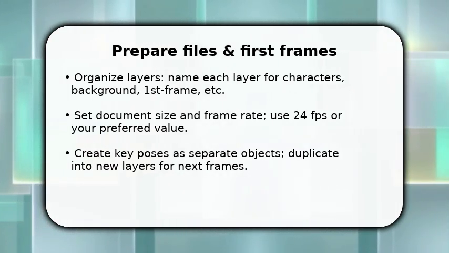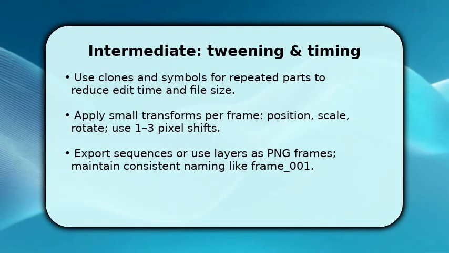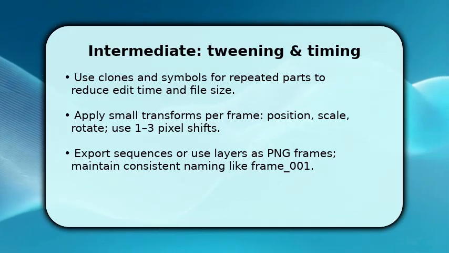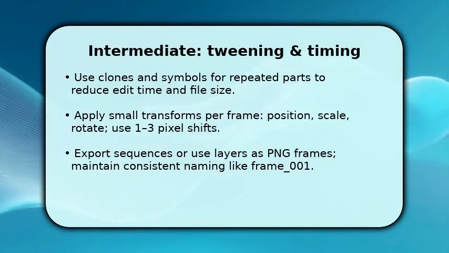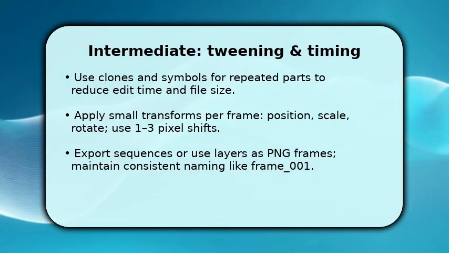Now you handle tweening and timing by creating in-between frames. Convert repeatable elements to clones or symbols so edits propagate. For each new frame layer, apply small, consistent transforms, position, scale, rotation, so motion reads smooth. Aim for 1-3 pixel shifts per frame for subtle moves.